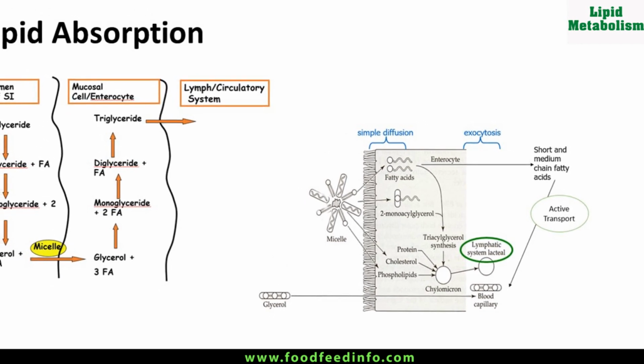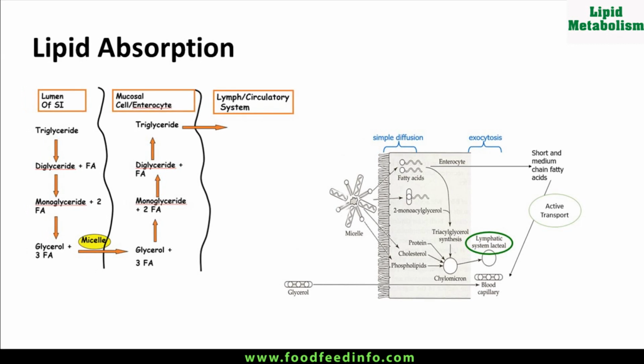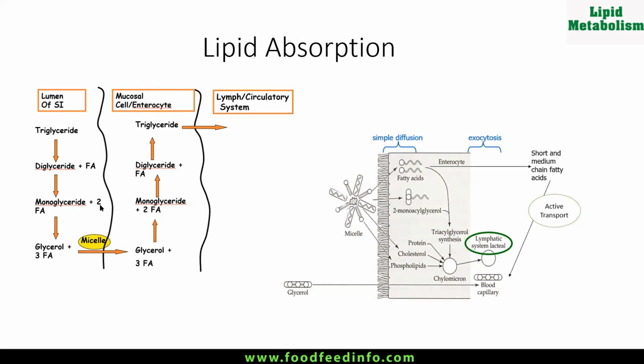So here's the summary of what we have discussed up till now. In the lumen of the small intestine, the triglyceride, due to lipases, is converted into diglyceride, monoglyceride with 2 fatty acids, and finally into glycerol and 3 fatty acids. They are then packed along with the bile salt into the micelles.